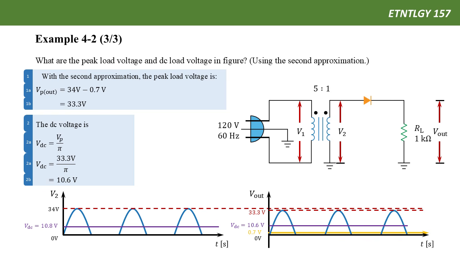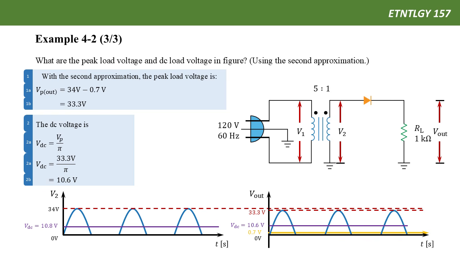Now we are going to solve the same problem using the second approximation. With the second approximation, we need to consider the voltage drop on the diode. And by default, this is 0.7 volts. Therefore, from the 34 volts coming out of the secondary side of the transformer, we need to remove that 0.7 volt on the diode. And the remaining voltage is the voltage applied to the load resistor RL. This equals 33.3 volts.